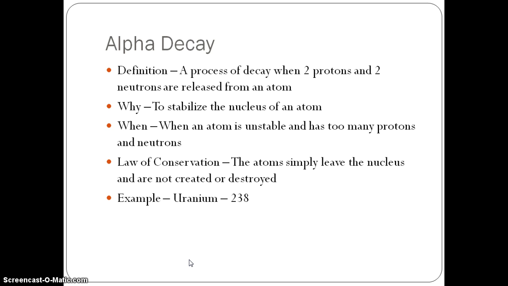And finally, an example of this would be uranium-238, because there are too many protons and too many neutrons inside of the nucleus, making it not a representable atom, making it need to lose protons and neutrons.